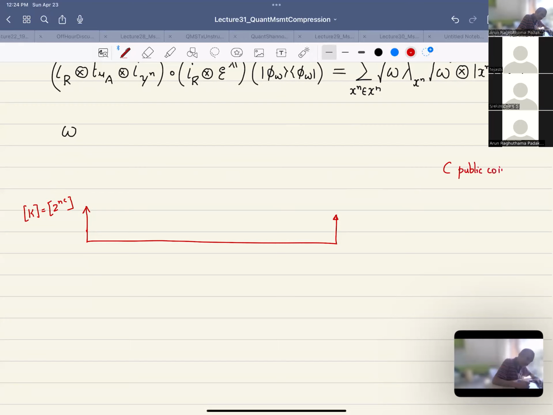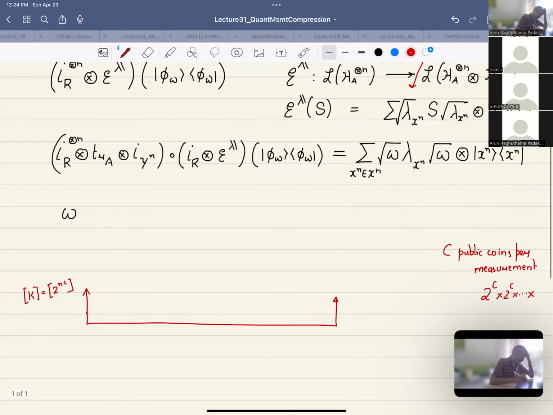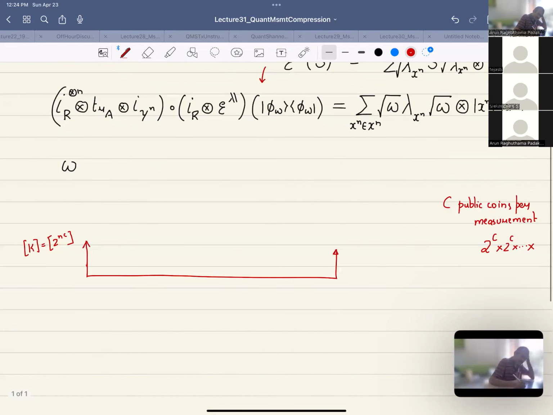So when I toss C coins, I'm going to get an outcome in 2 power C possibilities, right? If I do it n times, it's going to be 2 power C times, because I'm doing an n measurement simulation. So these are so many possibilities of my public coin.